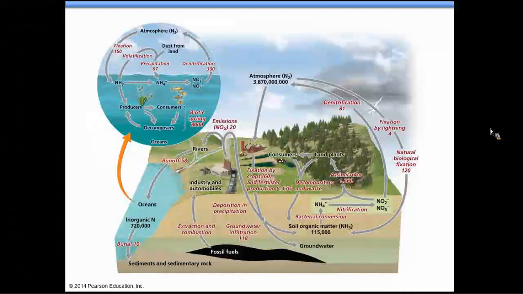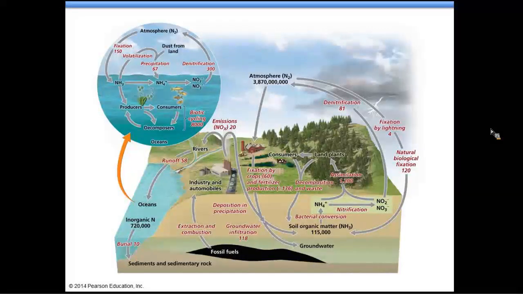Here's another really great infographic, and this one, instead of the carbon cycle or the water cycle, this time is the nitrogen cycle both in oceans and on a terrestrial landscape.